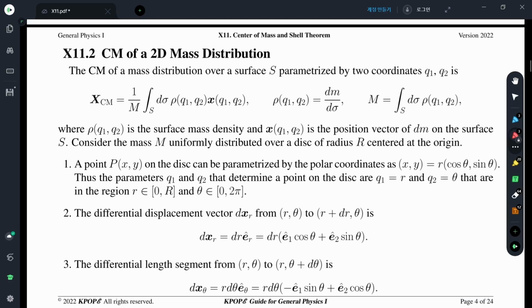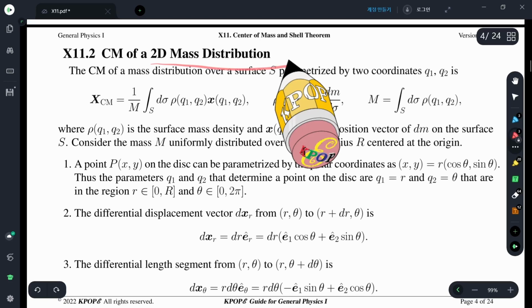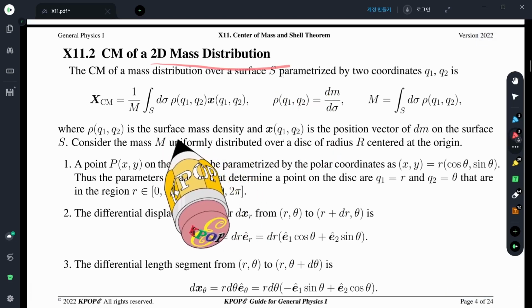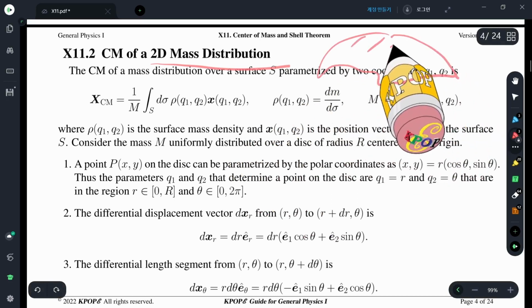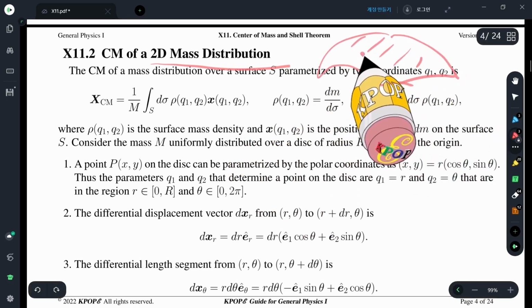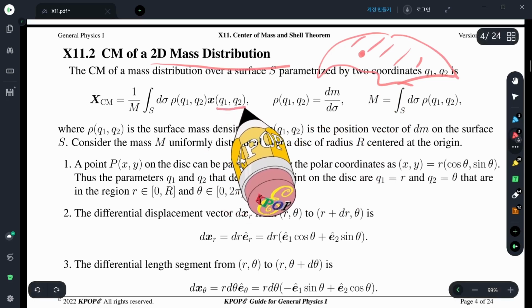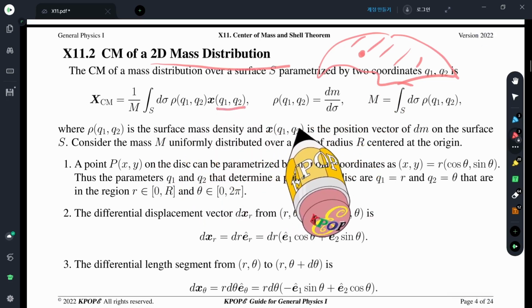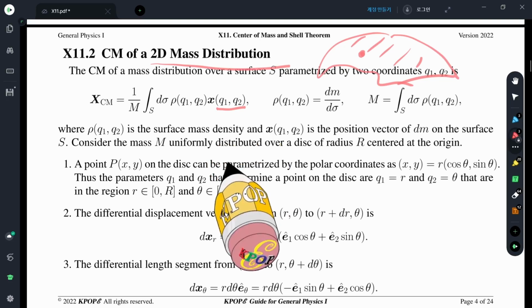Let us consider the two-dimensional mass distribution. The logic is exactly the same. We have some surface, and to identify the position of a point on the surface, we need two independent coordinates. It can be Cartesian coordinates or cylindrical coordinates or spherical polar coordinates, whatever.